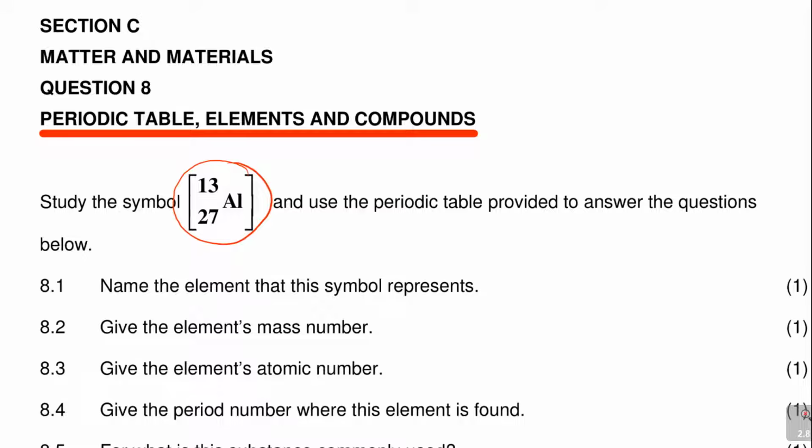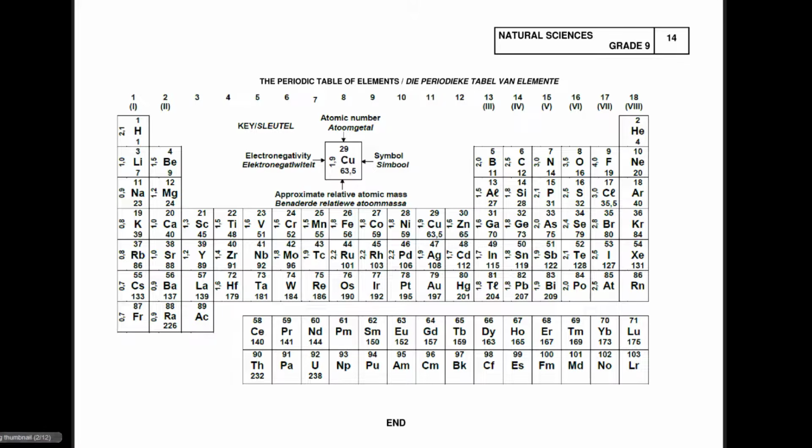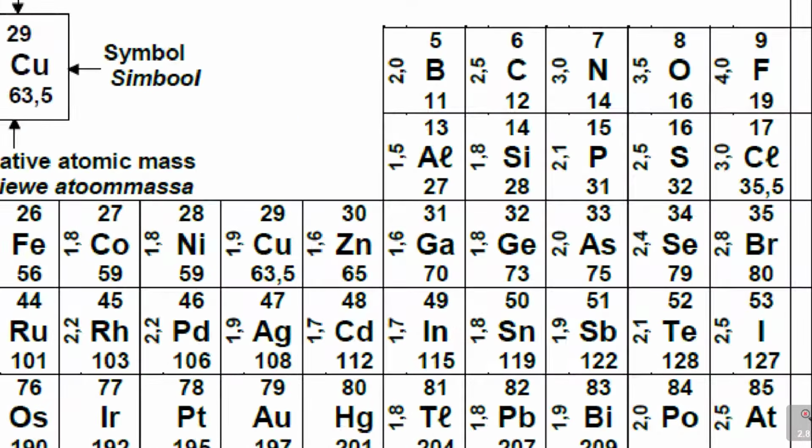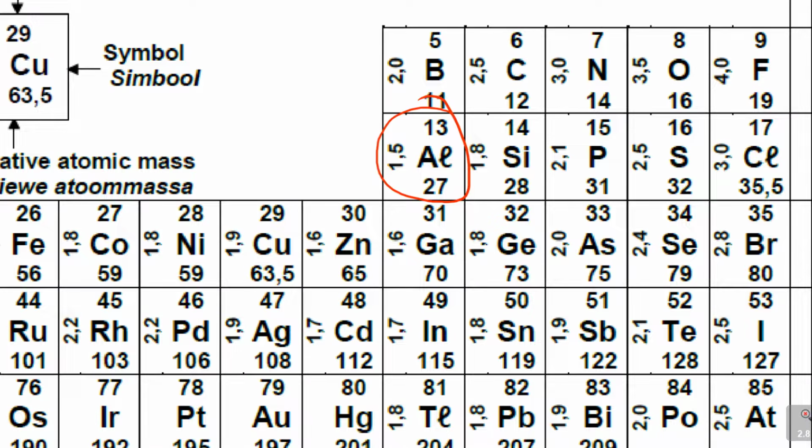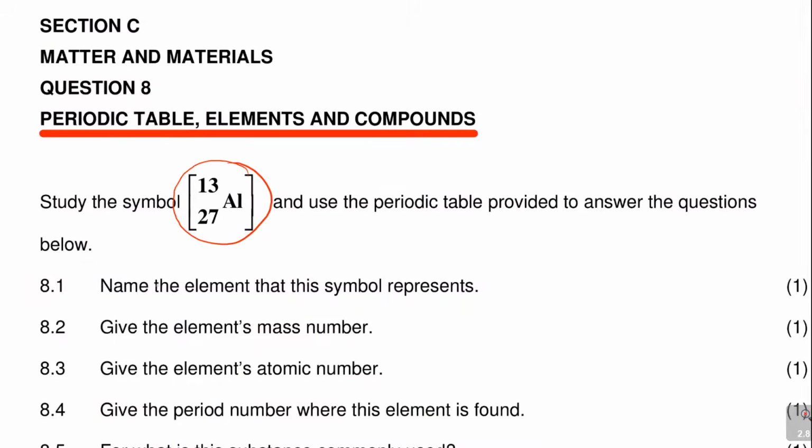Am I right? So here 13 and 27. Look at this one, 13 and 27. If I increase, there it is. It's your aluminium. Alright, so the way they put it as is, they just match 13 and 27. So what are they saying? Name the element in this symbol. It is aluminium.